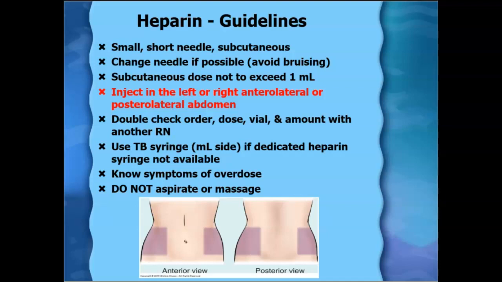Before administering, we're going to double check the order. We're going to make sure the dose is accurate. We're going to make sure the amount. We're going to have another RN check it, right? We're going to use a TB syringe, right? The ml side.